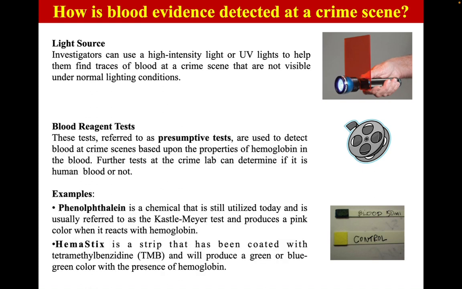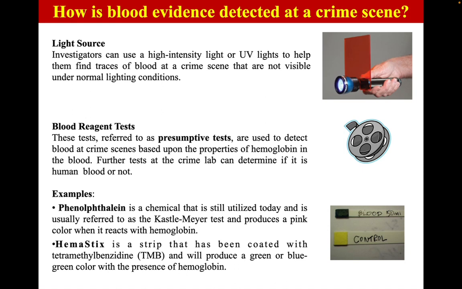You can also do blood reagent tests. So this means that a chemical is going to react with some component of the blood and cause a positive identification. These are referred to as presumptive tests. They're used to detect blood at crime scenes based on hemoglobin in the blood. So you would have to do more tests once you found the blood to determine whether it was human blood or not. But these tests can tell you whether there is any hemoglobin present in a substance if it's at a crime scene.